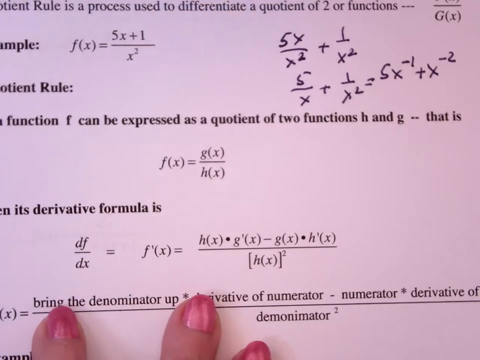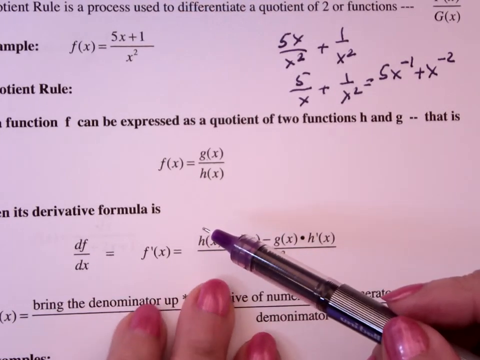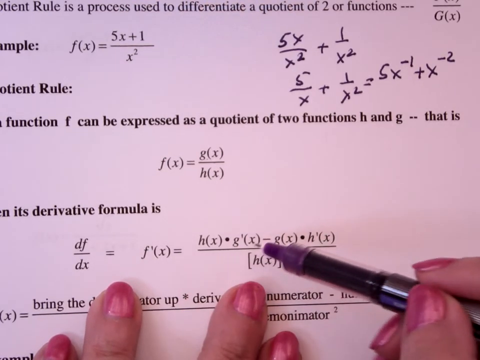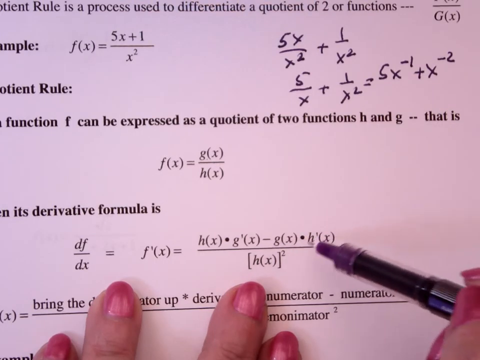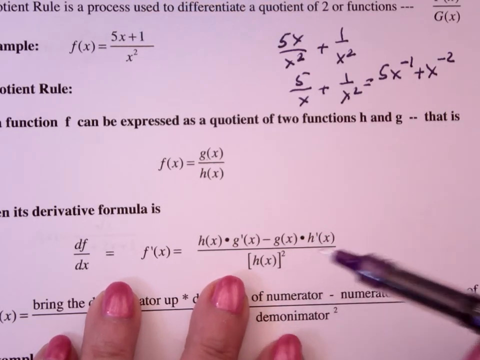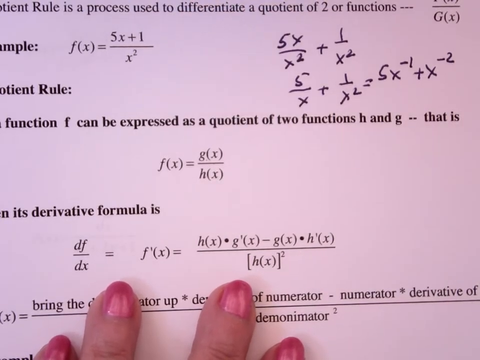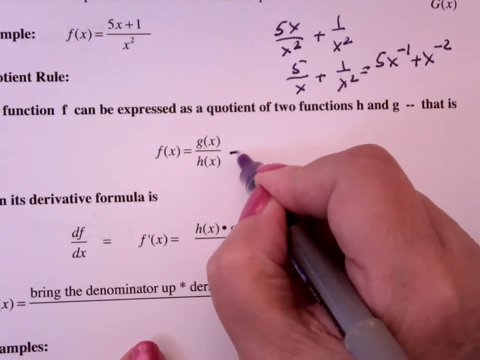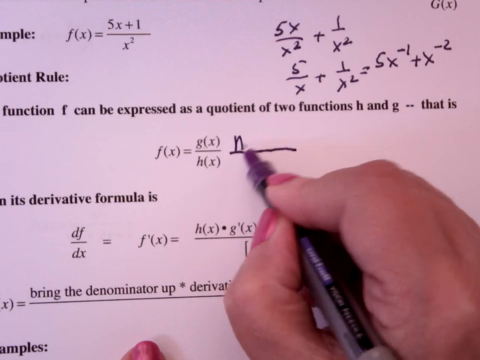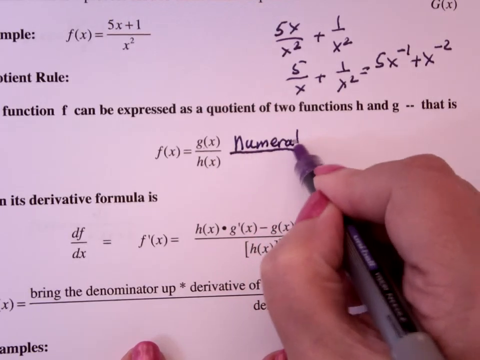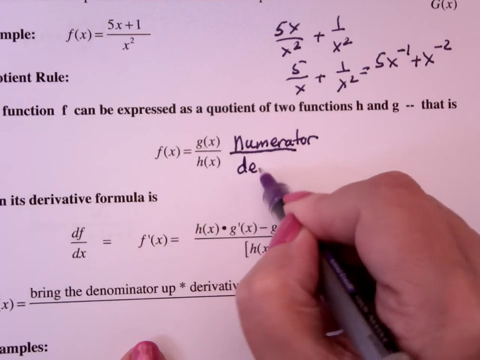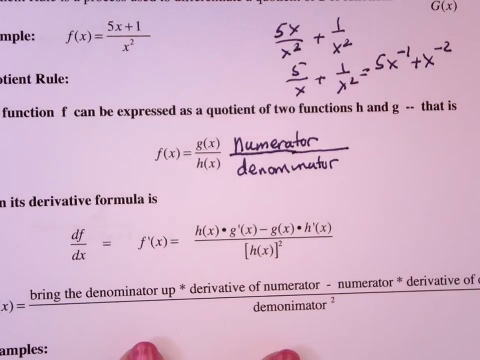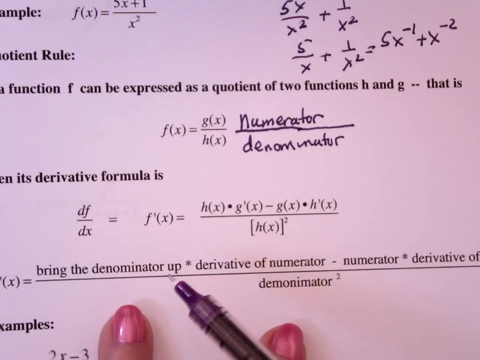Here's the rule. df dx, or f prime of x, is if you had g of x over h of x, h of x times g prime minus g of x times h prime over h of x squared, as if this makes any sense at all. It doesn't make any sense to me. However, if I remember this as the numerator over the denominator, what that formula says is you bring the denominator up.